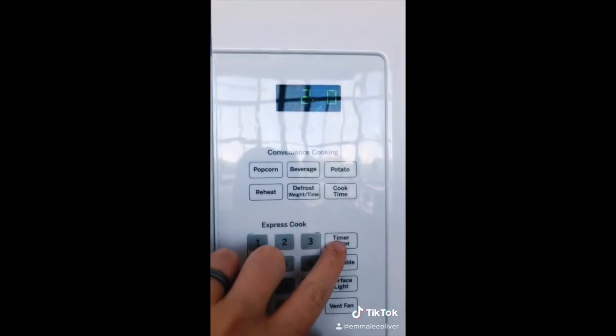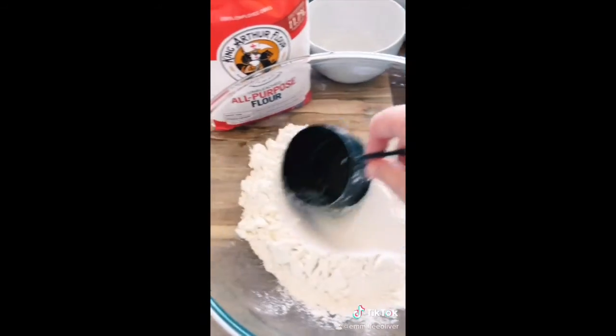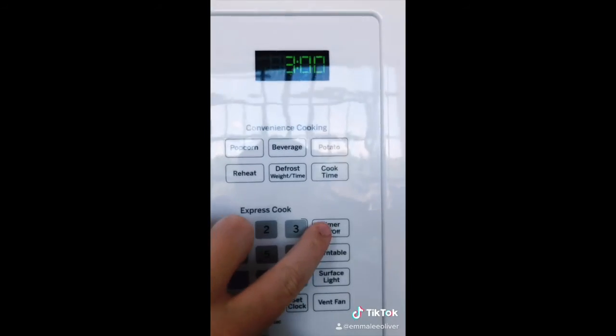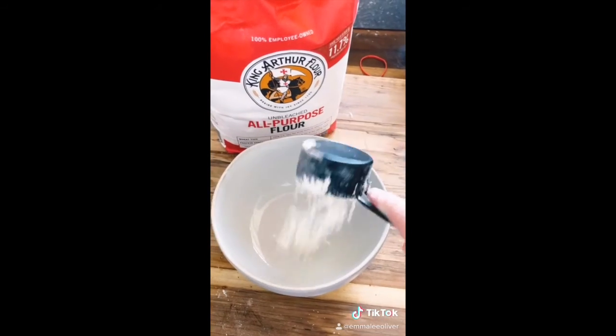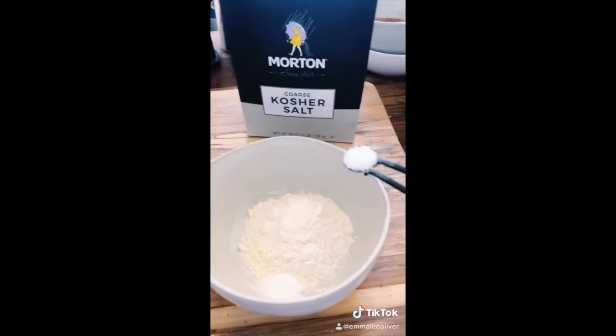Next, we'll pour in the yeast and let it proof for 2 minutes. While that's working, we'll go ahead and get our flour ready to pour our milk into. After 2 minutes, we'll stir up the yeast and let it proof for another 3 minutes. Next, we'll get a flour mixture ready to go in after the dough has risen.